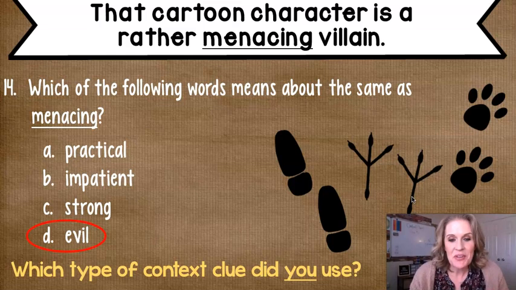What type of context clue do we use? We also made an inference. We used our prior knowledge of what we know about villains. So we can make the inference that menacing probably means about the same as evil.